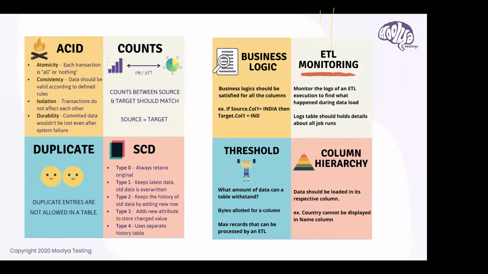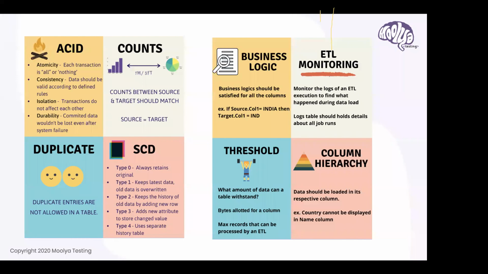Next is the business logic test. Every database testing will have a data mapping sheet. You'll have different data logics, for example, if the country column value is INDIA in the source, and assume the source is a DB2 database and it goes to an Oracle database, the target table's column should display IND, only the short name of the country. This is a simple business logic. These business logics will be defined in the DMD sheet, which is the data mapping document sheet. We should ensure all these mapping logics pass. That is business logic testing.